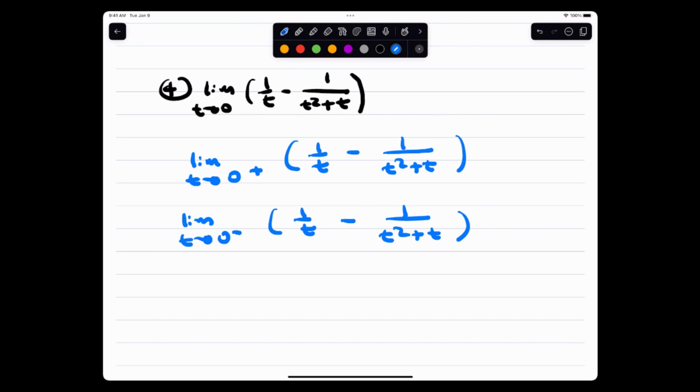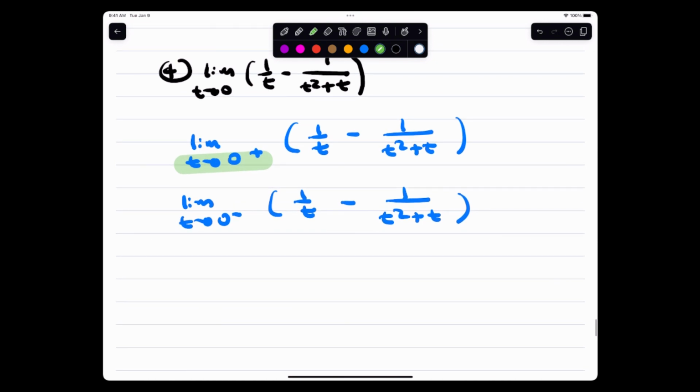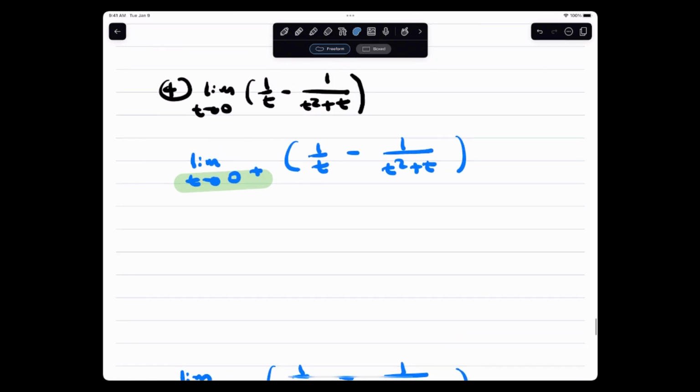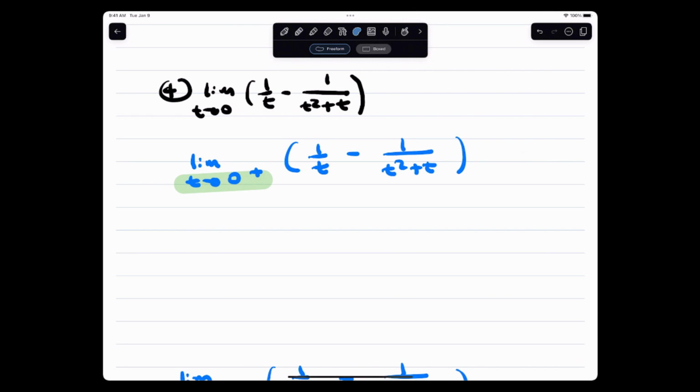So can I say something to you? Let's do the first one here, okay? What's the limit if I try to approach T from the right here? Do you guys know? This is going to be interesting. Anybody know what that is?